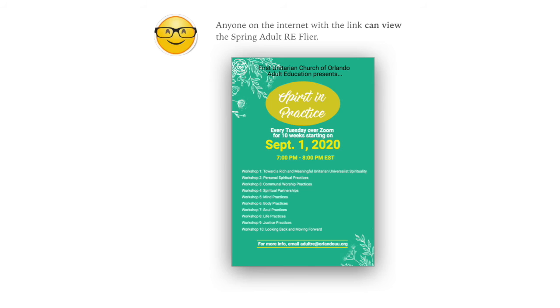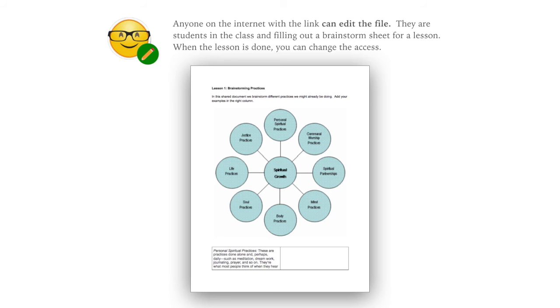So let's look at some real-life church examples from an adult RE committee. Let's say I'm having a class called Spirit in Practice and I've made a flyer for it. Well, that document I want everybody to be able to see because I want them to sign up for class if it interests them. That would be an example of a document that I have decided to share, like anyone on the internet with this link can look at it. For security, you really don't want anyone on the internet with the power to edit all the time.